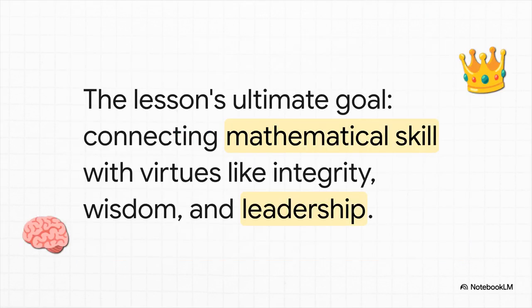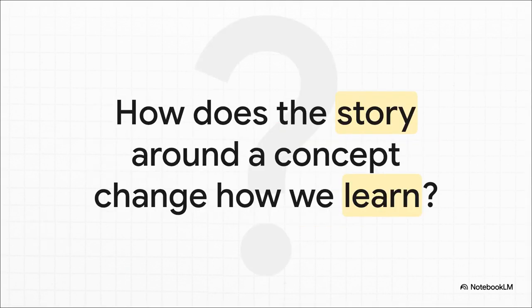And that really is the ultimate goal here. This lesson, when you get right down to it, isn't really about triangles at all. It's about framing mathematical skill as a foundation, a building block for something much bigger, things like integrity, wisdom, and leadership. So what we're looking at is a pretty powerful example of how you can embed a technical skill inside a much larger narrative. And it leaves us with a really interesting question to think about, doesn't it? How does the story we wrap around a concept, whether it's math or science or anything else, change not just how we learn it, but what that knowledge actually comes to mean to us?